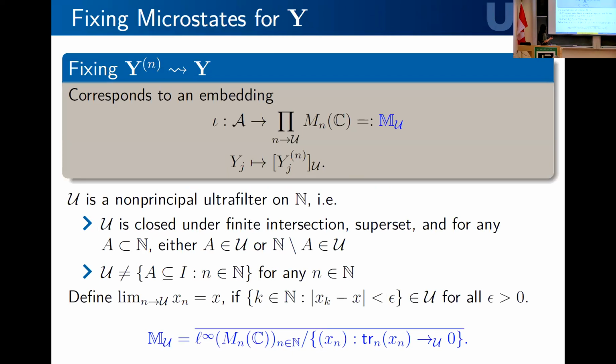I'm not sure how familiar the general audience is with this, so I'll say the following. Fixing a tuple of matricial microstates for my generators Y that converge in non-commutative law, that's what I'm using this squiggly arrow for, is equivalent to fixing an embedding of the subalgebra into a matrix ultrapower. And it's kind of the natural embedding. I take my generator element Yj and I map it to the equivalence class of the matrix microstates in this big ultrapower.